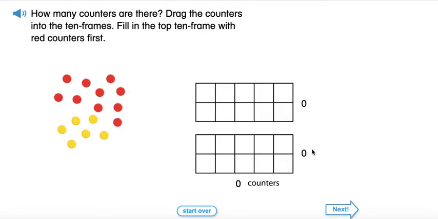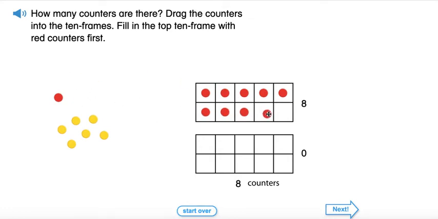Let's try it. It says, how many counters are there? Drag the counters into the 10 frames. Fill in the top frame with red counters first. So let's move our red into the top frame because it asked us to. And we're going to be making a teen number. That's the focus today. So I know that I'm going to fill up this 10 frame with the red. So that means that we will have a group of 10 red. So I filled up my 10 frame on top with the red dots.